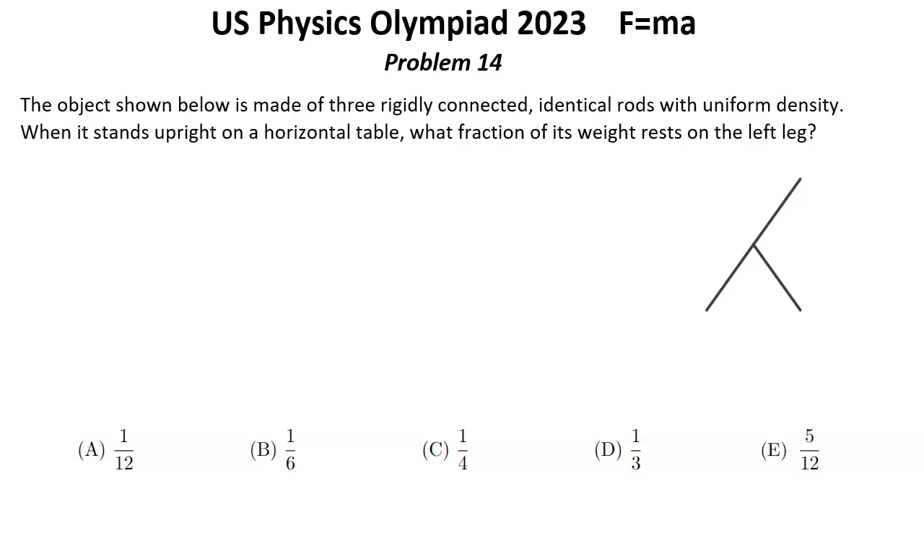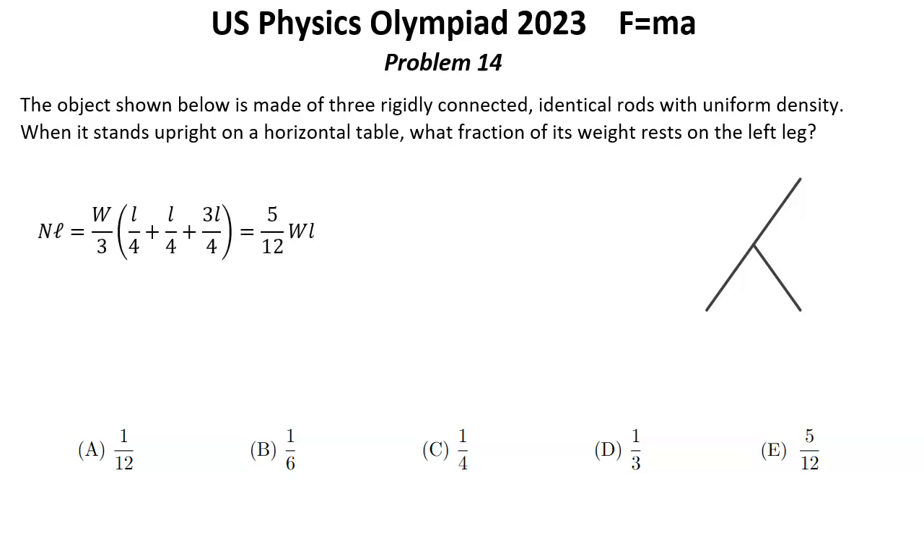Solution for problem 14. Let each rod have weight W/3. Let the normal force on the left leg be N, and let the distance between the legs be L. If we balance torques about the bottom of the right leg, then the only contributions are from the weights of the rods and the normal force N, which gives us an equation.